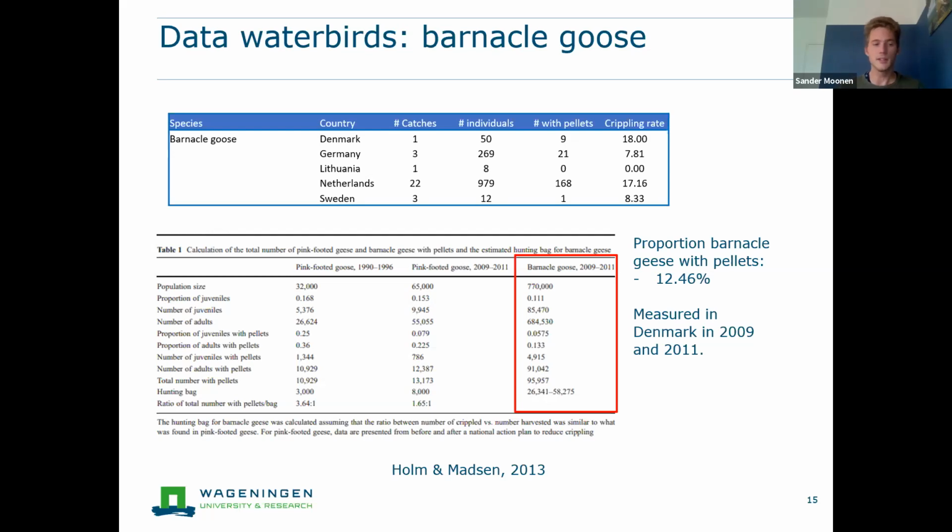And it is the case that in Germany, barnacle geese are not allowed to be hunted only in a region where we didn't catch. So maybe the fact that in Denmark and the Netherlands the numbers are much higher is caused by the fact that they are hunted there.